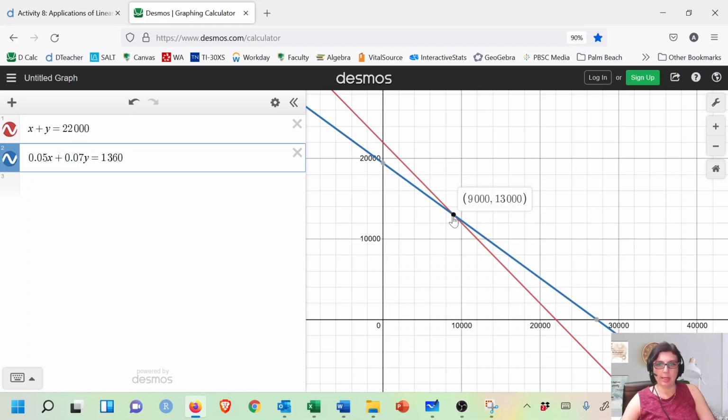What that tells you is that $9,000 is the amount that he invested at 5%, and $13,000 he invested at 7%. So pretty cool, right?